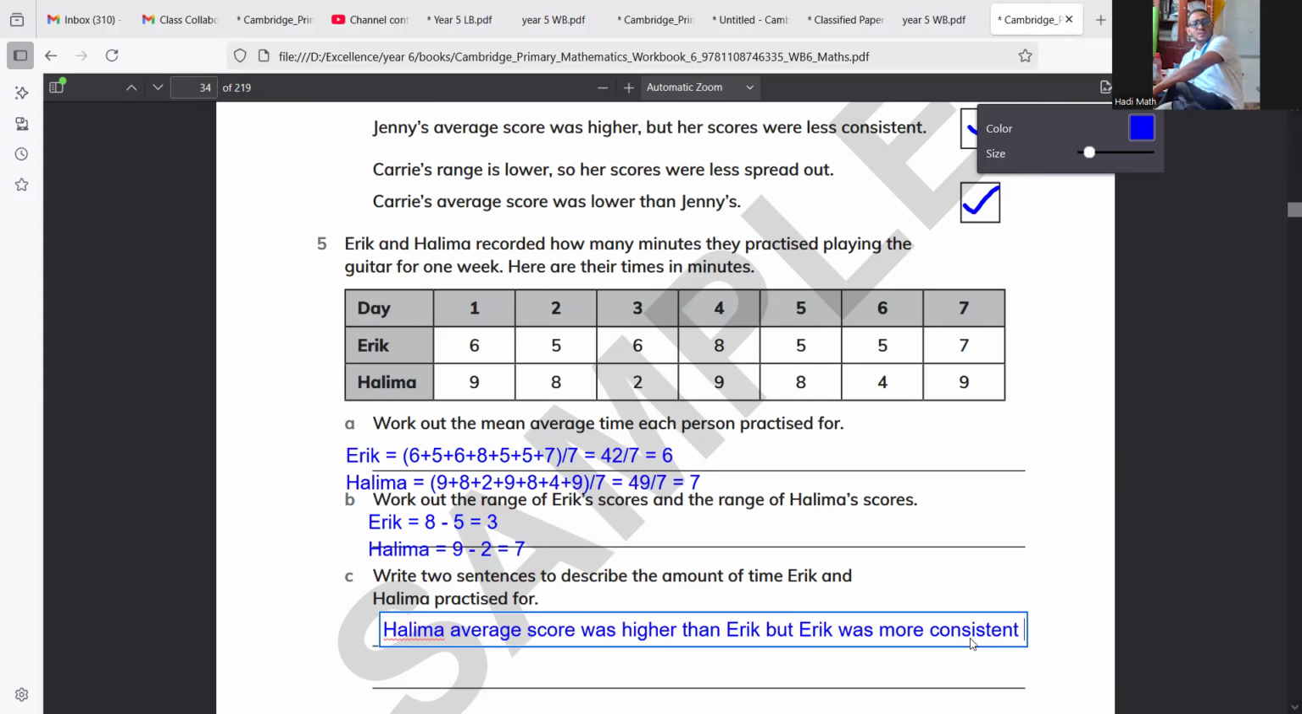This is one sentence, and this one is another sentence. Those are 2 sentences: Halima's average score was higher than Eric's. Then you say Eric was more consistent than Halima. So this is how you answer this question.